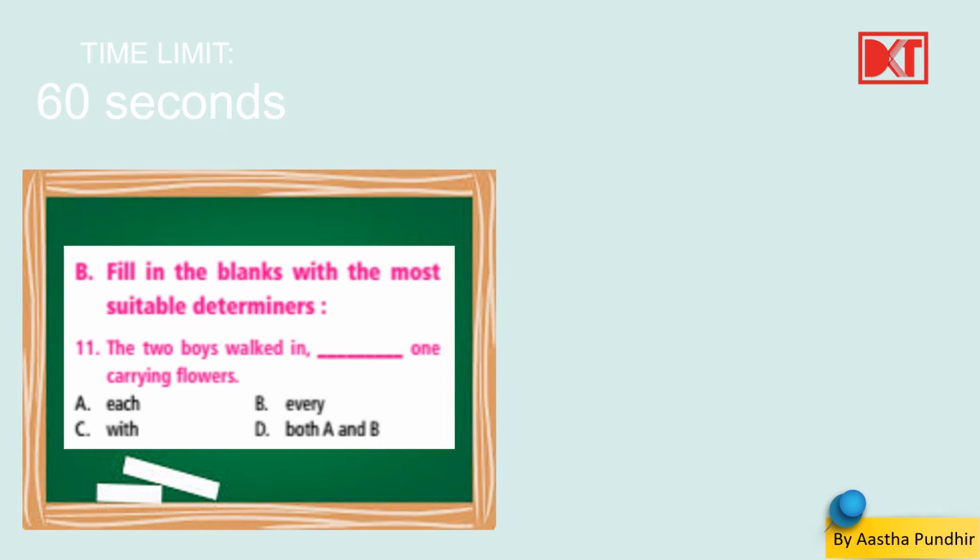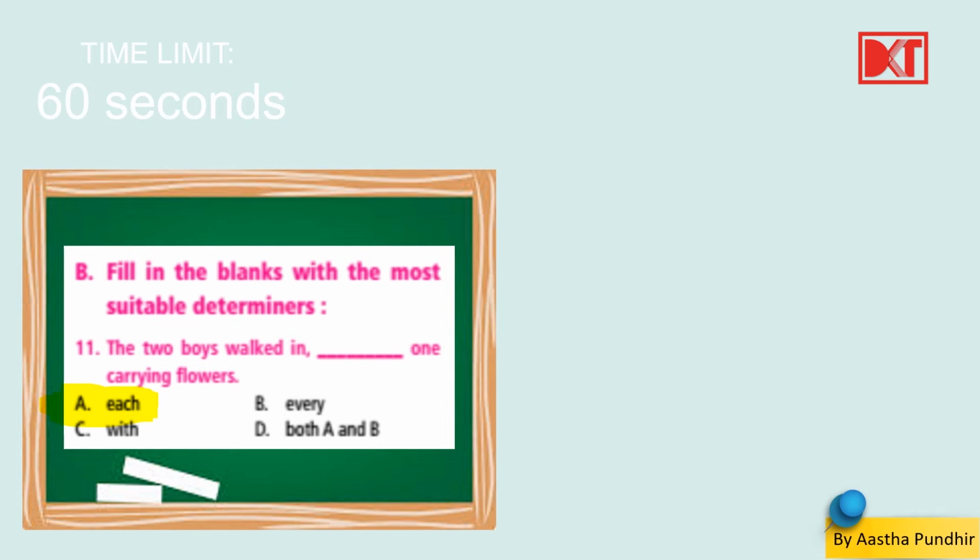Okay, so here we start off with our questions on determiners. This category of questions says fill in the blanks with the most suitable determiners. So what do we have to do as we do in all other topics? Read the question, and according to the blank, fill it up. Okay, so here we have: the two boys walked in dash one carrying flowers. Each one carrying flowers, everyone carrying flowers, or with one carrying flowers. Here the correct answer is A, each one carrying flowers.